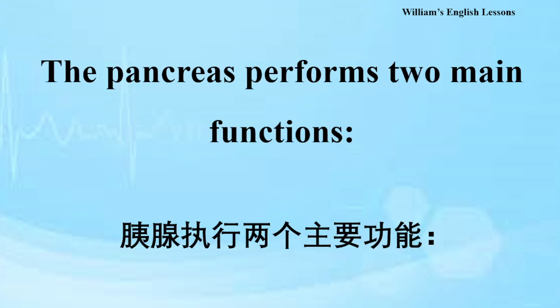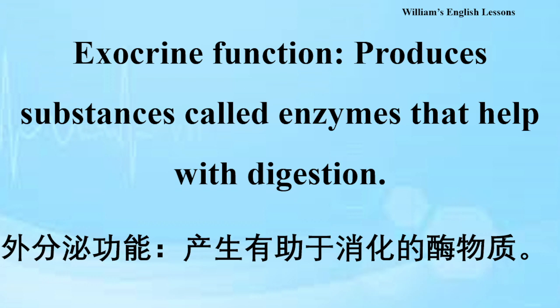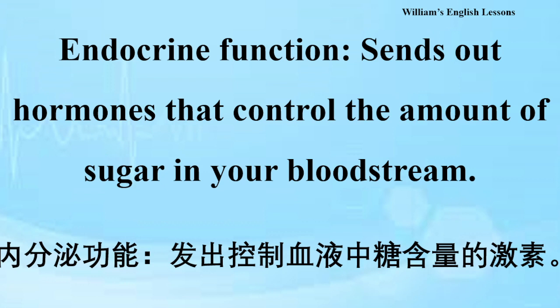The pancreas performs two main functions. The first main function is called the exocrine function. It produces substances called enzymes that help with digestion. The second main function is the endocrine function. It sends out hormones that control the amount of sugar in your bloodstream.